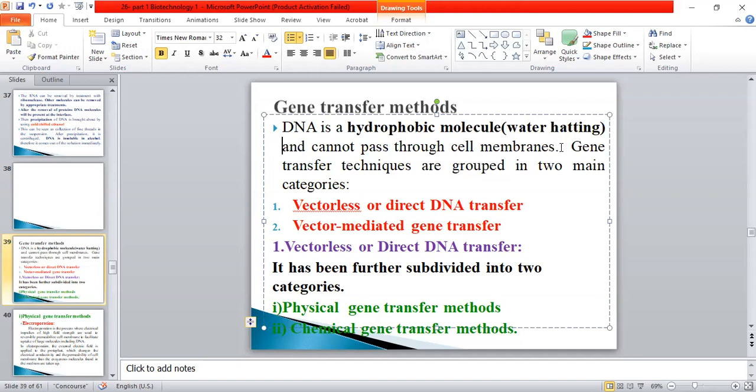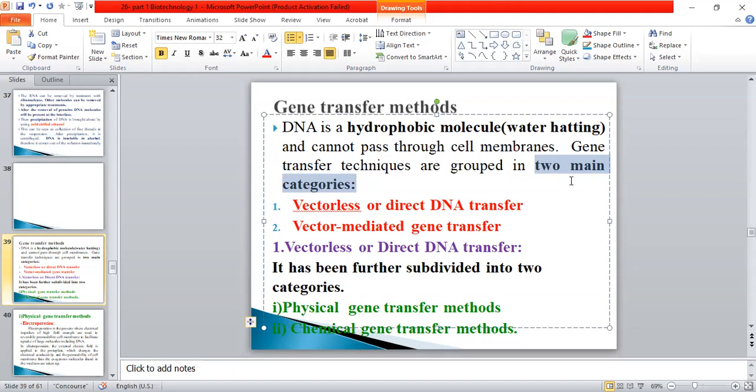Gene transfer techniques are grouped into two main categories. They may ask a direct true or false question: is DNA hydrophobic or hydrophilic? Hydrophobia, you know about that? Rabies. When a rabid dog bites, the person suffers and will not drink water. They fear water molecules. That condition is called hydrophobia. Likewise, DNA will not easily mingle with water molecules. It is not easily dissolved. It is a water-hating molecule.